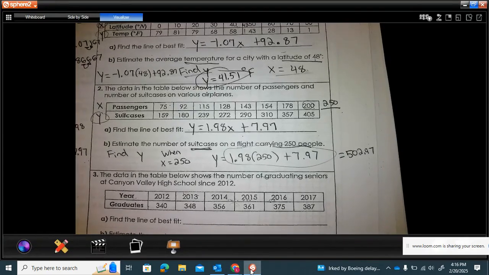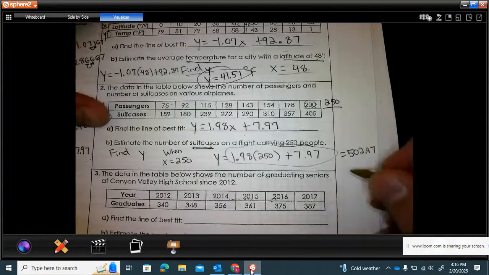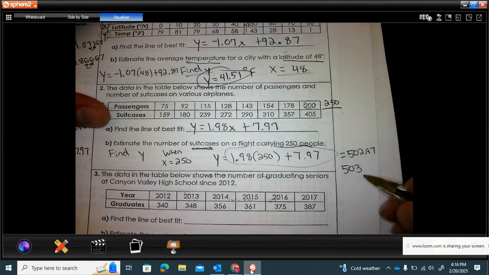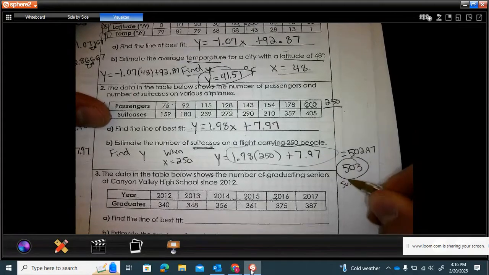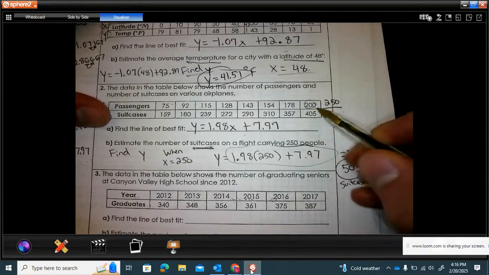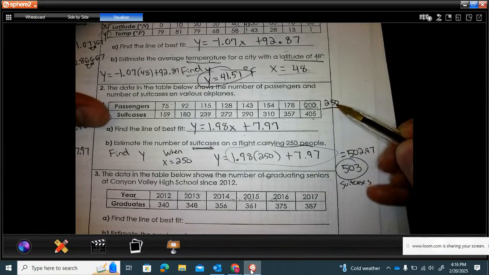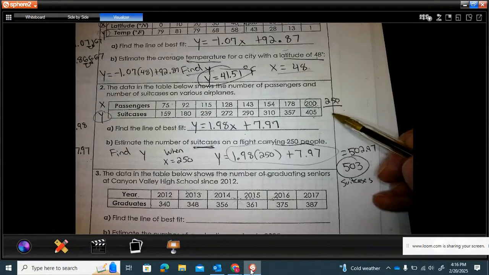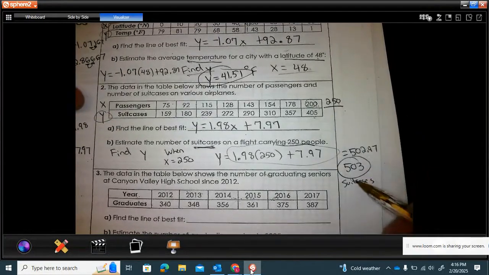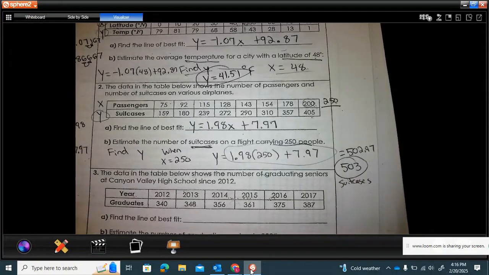It says when you're carrying 250 people, how many suitcases would you have? So like a rough estimate, sometimes it would just say round to the nearest whole number. You just round up in this case. So you would have about 503 suitcases. And like I said, we knew that when there were 200 people, there were 405 suitcases. So when there were 250 people, we knew it was going to be over 405 suitcases, and we got 503. So you're using the line of best fit to predict future values.